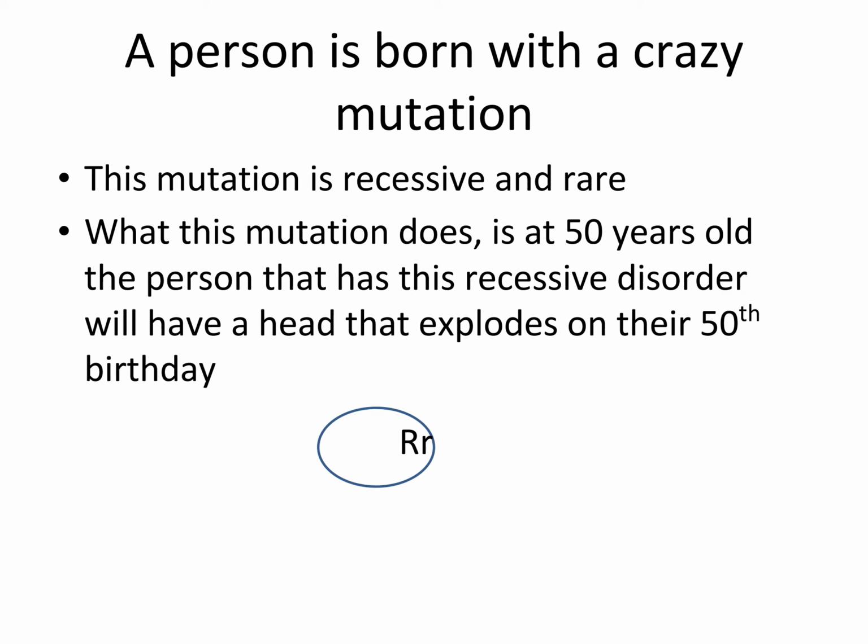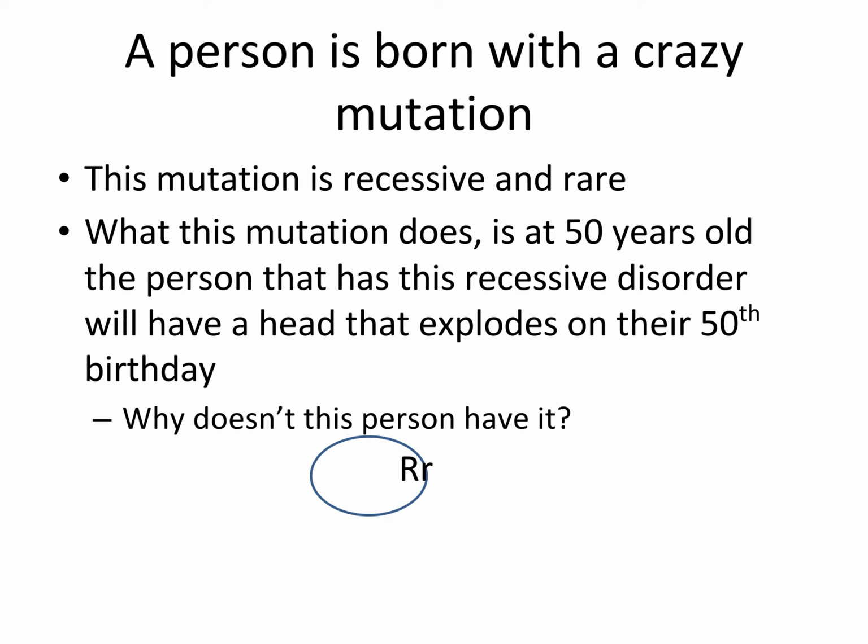But it's recessive. Being recessive, does this person have the actual disorder, or are they just a carrier for the disorder? Hopefully you've realized that no, this person, though they have the recessive allele, the allele that would make their head explode on their 50th birthday, has one dominant normal allele, so they are actually going to be okay.